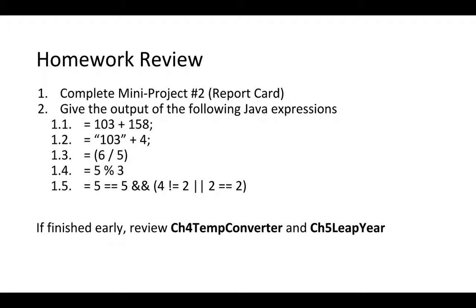For example, for the first one, 103 plus 158. If you put that into Eclipse, that would probably give you something like 261. So try doing that for the rest of the other 4. And then if you finish with those 5, finish the temperature converter and the leap year that were assigned for homework.